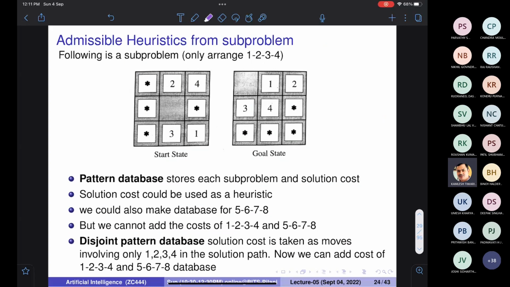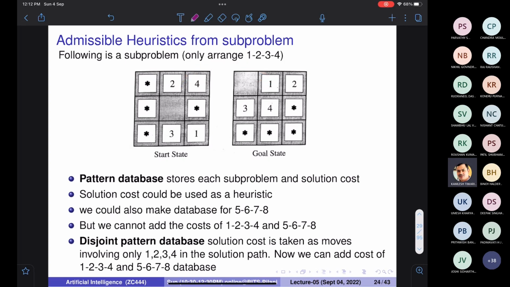Okay, another way, a sub-problem way, could be this: if I want to solve this particular problem, forget about these numbers. Just focus on 1, 2, 3, and 4. If you can solve 1, 2, 3, and 4 for me, meaning you put 1, 2, 3, 4 into the right place, I say that you have reached the solution. This is another small modification.